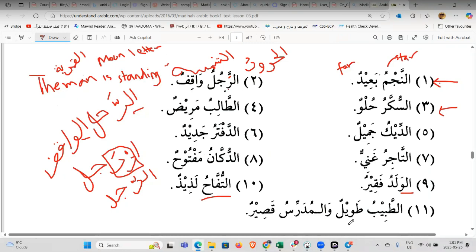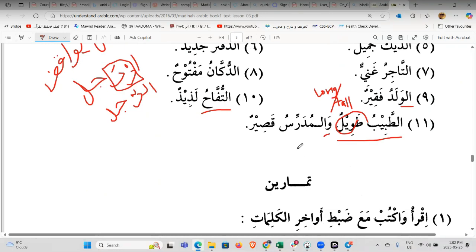At-tabib tawil, the doctor is tall. So earlier we said tawil means long, but it can also mean tall, okay? When applied to a human, tall or long. Al-mudarris qasir, and the teacher is short. So the teacher is short. Okay.